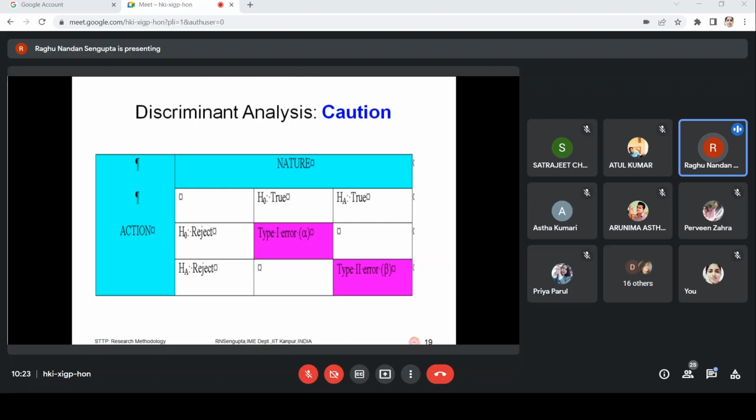The actual problem occurs in these two pink boxes, which are known as type 1 and type 2 error. Why? I'll come to that. Where mother nature says H naught is true and you are rejecting H naught, that is type 1 error, given by the value of alpha. And if HA is true, that means H naught is rejected by mother nature, but you accept H naught, so you are going in the opposite direction to mother nature, then it's type 2 error, which is beta. So this diagram looks simple, but there are complications here. Complication means practically many things cannot be determined, and if you go to higher dimensions, the problem can get aggravated.